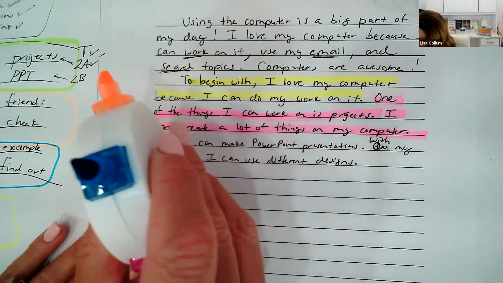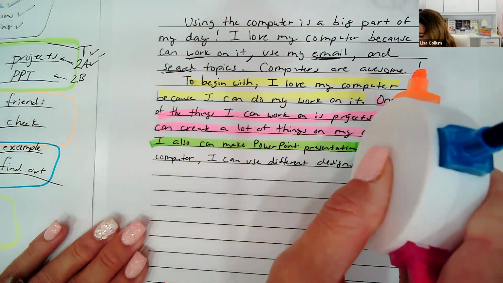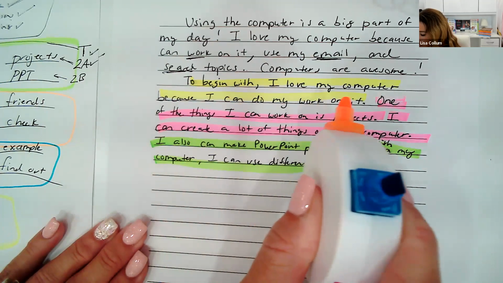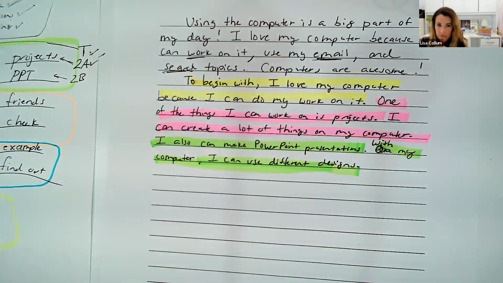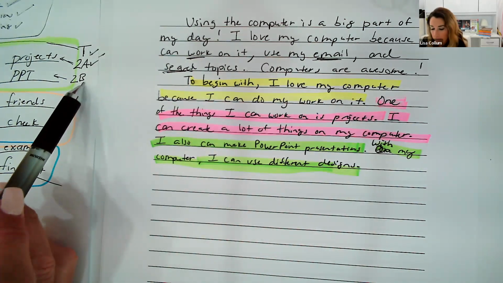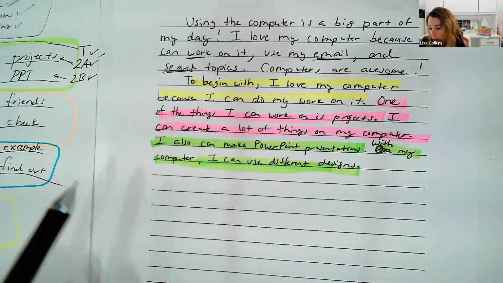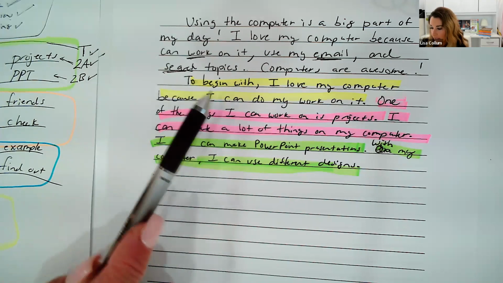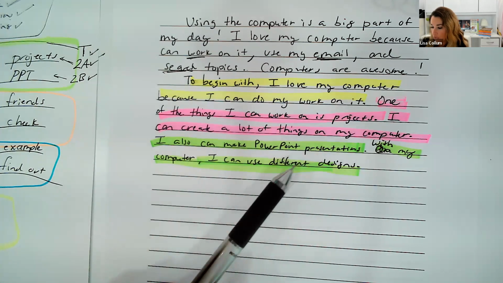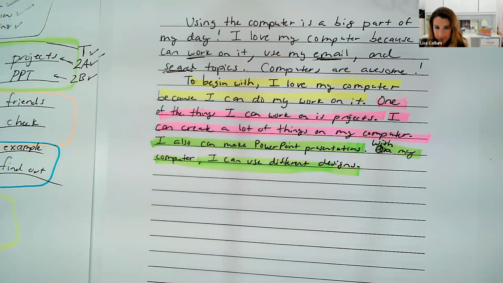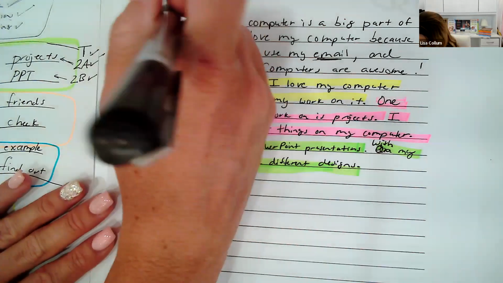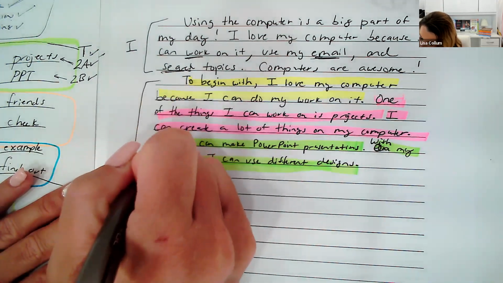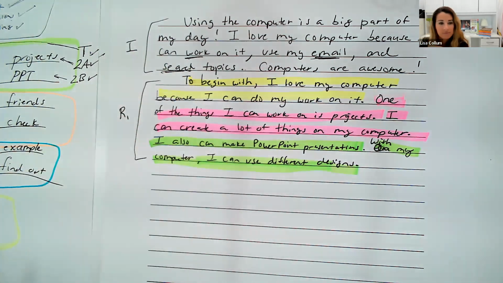So let's see, the first sentence, I also can make PowerPoint presentations. That's 1. With my computer, I can use different designs. That's 2. So I'm going to come over here and I'll put a check next to 2B. So I have T, 2 A, 2 B. T is in yellow. My 2 sentences about A are in pink, and my 2 sentences about B are in green. Okay, so right here, I have my I paragraph, and right here, I have my R1 paragraph.